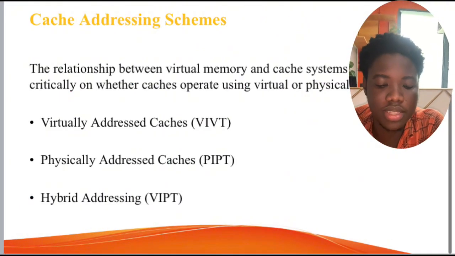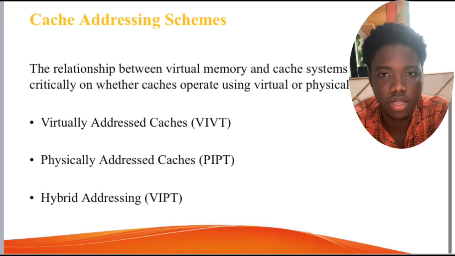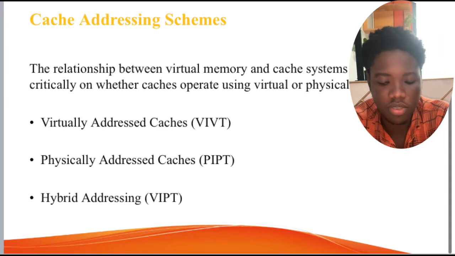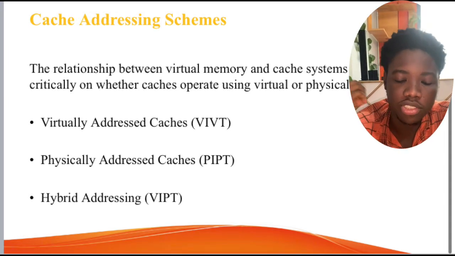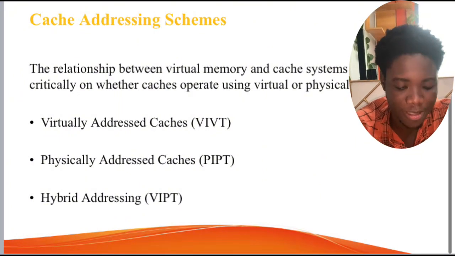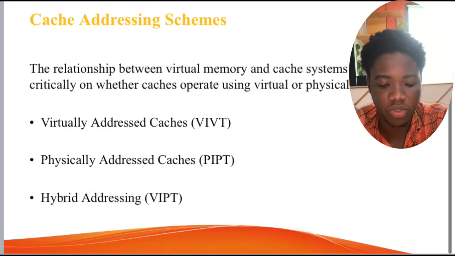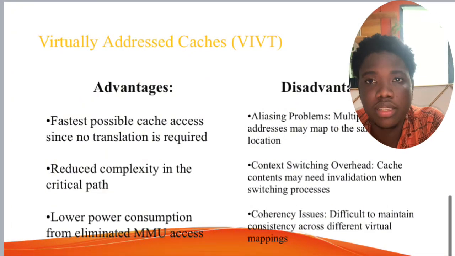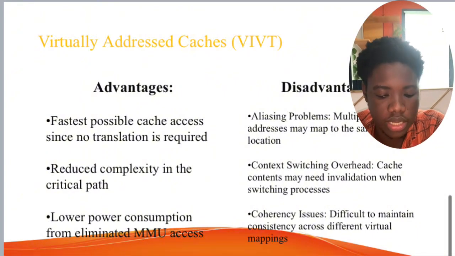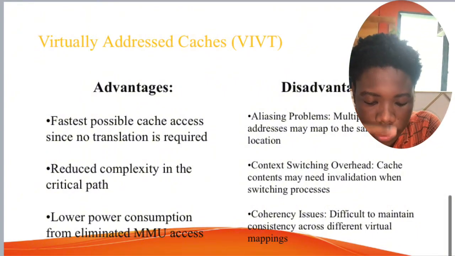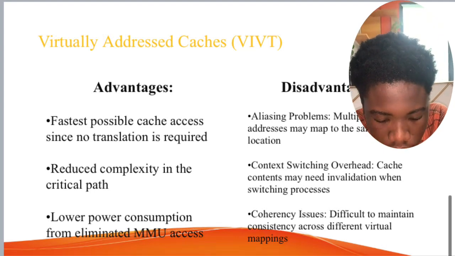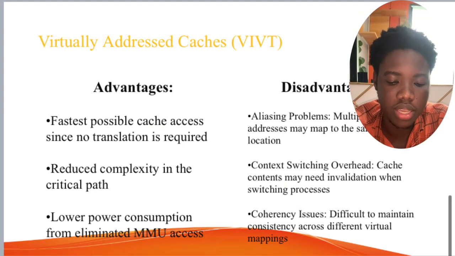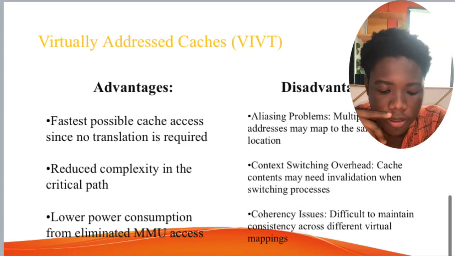So, the cache addressing schemes. The relationship between the memory and the cache system depends critically on whether the cache operates using virtual or physical addresses. There are virtually addressed caches, known as VIVT, then physically addressed caches, then hybrid addressing. With virtually addressed caches, the advantage is the fastest possible cache access since no translation is required. The disadvantage is the context switching overhead. Cache contents may need invalidation when switching processes.